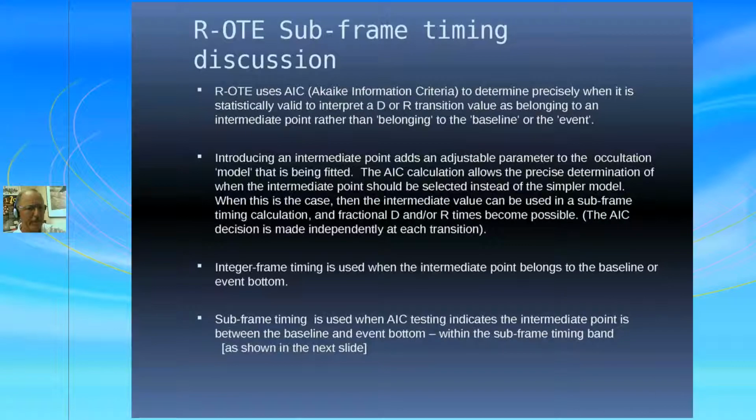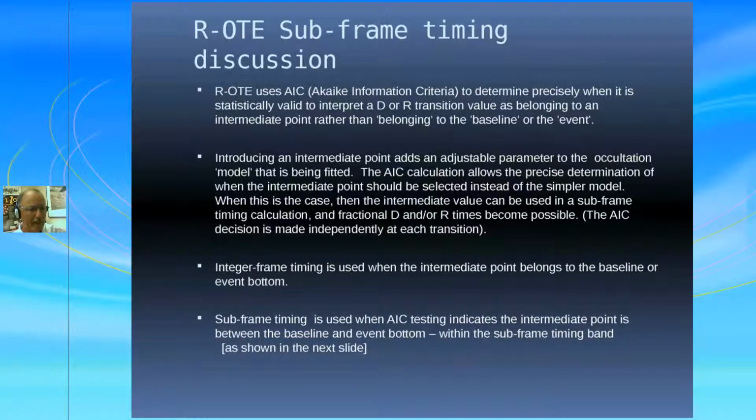So what Bob has done is he's now using an Akaike information criteria to decide if there is a high enough signal to noise ratio that intermediate points in the data constitute a valid data point that could be used for subframe timing. This intermediate point allows a new model to be fitted, and that is instead of just a straight line or a square wave, it includes a square wave with an intermediate point in the light curve during the transition that might be considered for subframe timing.